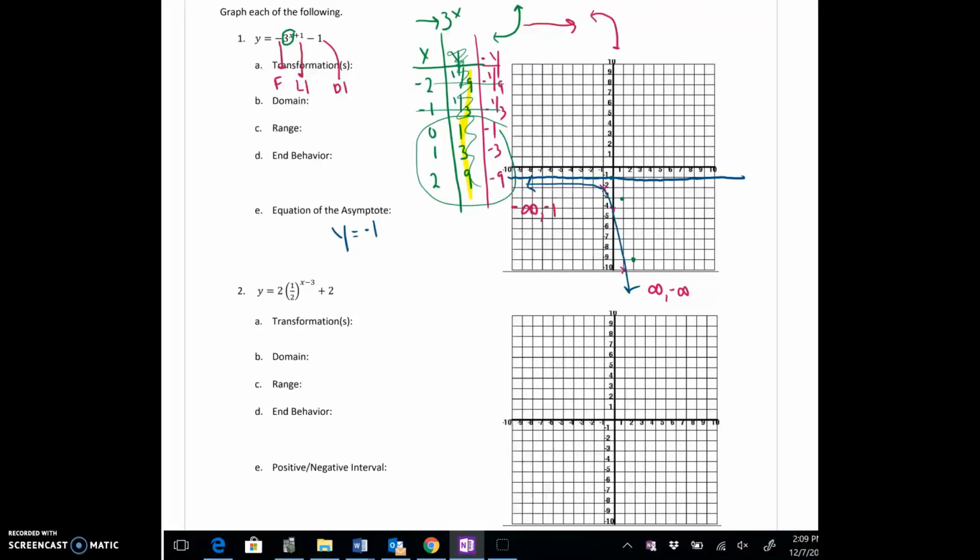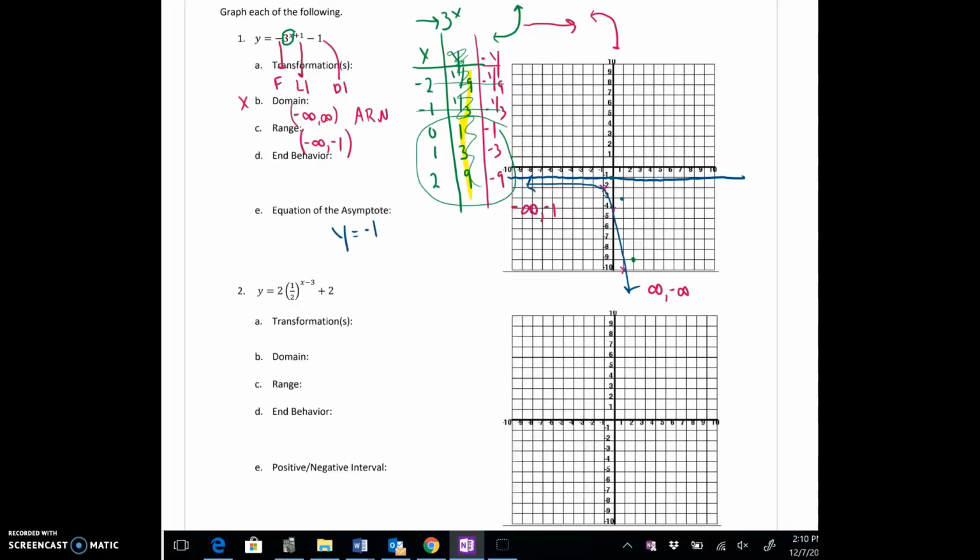All right, let's go to domain. Domain are the x's. My smallest x to biggest x is -infinity to infinity. You can use that, or you can say all real numbers. My range are the y's, so the smallest y I put in there is -infinity, and it went up to -1, and it is parentheses.